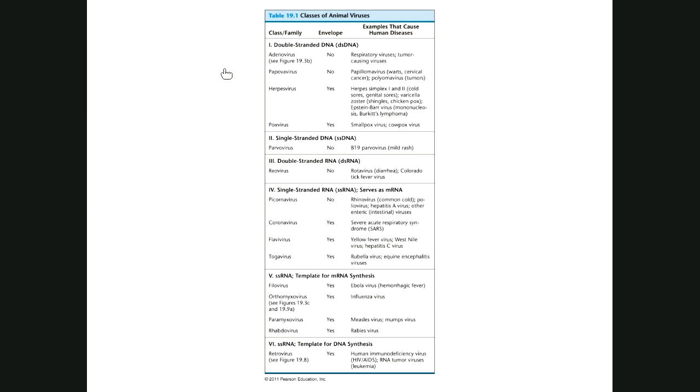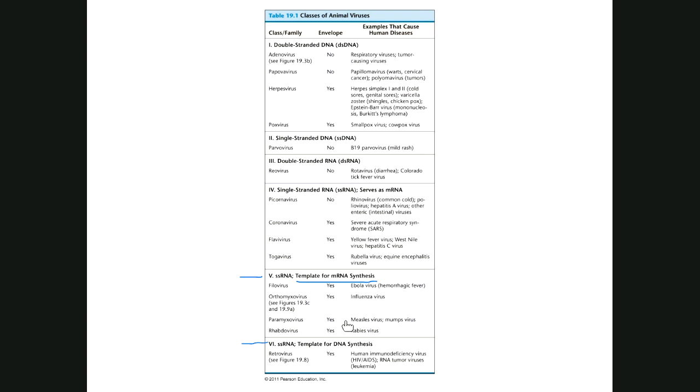Now, these last two classes are the ones that you are responsible for knowing some information. Class 5 viruses and class 6 viruses. These viruses have their genetic information stored in single-stranded RNA, just like class 4. However, notice something. If an animal virus is classified as a class 5 virus, we go a step further. Yes, the genetic information is stored in ssRNA, but that single-stranded RNA serves as a template for mRNA synthesis. That's different from up here for class 4. Okay. Down here, the single-stranded RNA is not seen as mRNA by the host cell.